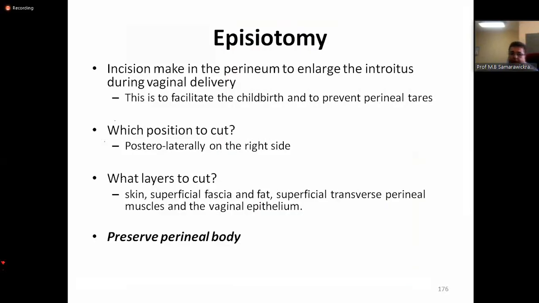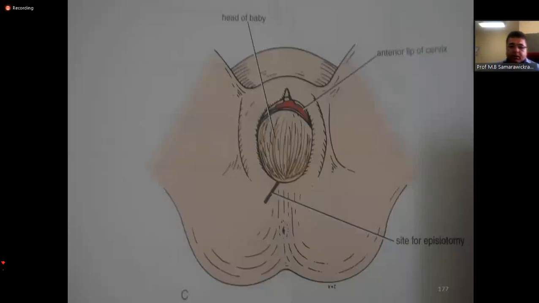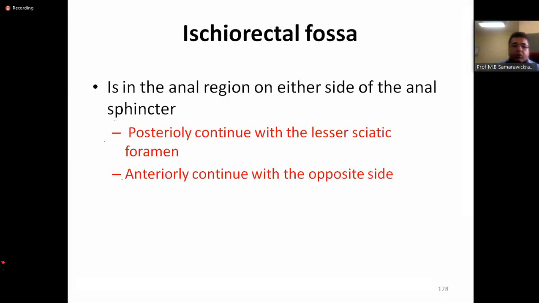Right. Then episiotomy, you should know what episiotomy is. That is a procedure to prevent damage to the perineal body during delivery. Right. So which position to cut? The posterolateral on the right side. And what layers to cut? You should know: skin, superficial fascia, fat, superficial transverse perineal muscle, and vaginal epithelium. And remember, the perineal body is not cut, because some books say the perineal body is cut. The aim of the procedure is to preserve the perineal body, so it is not cut. So this is the site of incision of episiotomy.